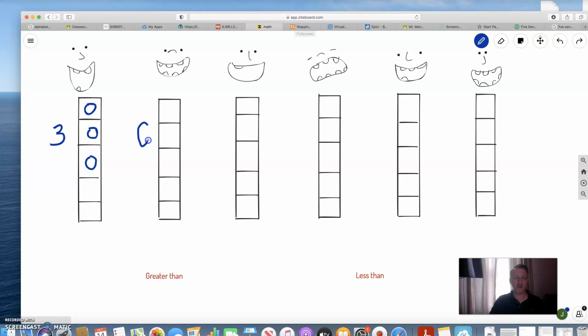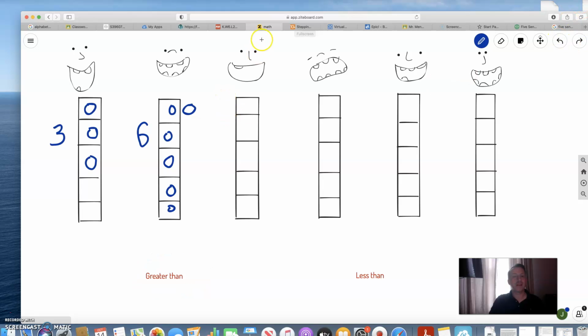Now, let's go ahead and fill that in. 1, 2, 3, 4, 5. Now I have no more spots. I need to put one on the outside of the 5 frame. 6. Okay, is 6 greater than? Is it more than 5, or is it less than 5? I have one on the outside, so it looks like it's greater than 5. It's more than 5. 6 is more than 5. Very good. All right, next one.